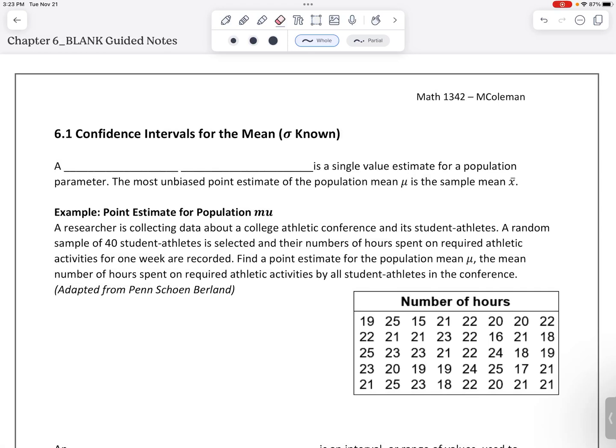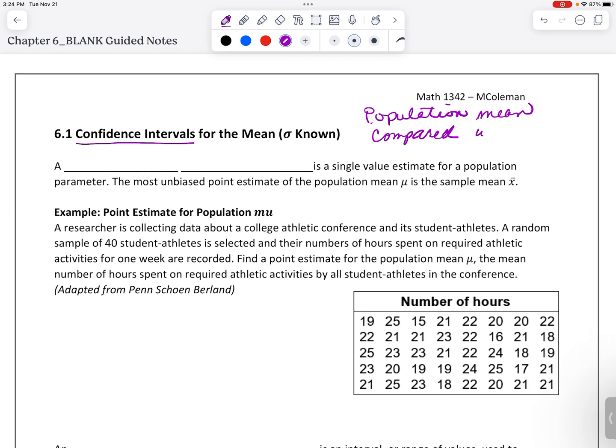So today we're going to talk about Chapter 6. Chapter 6 is all about building a confidence interval, which tells us that what we're trying to do is see if we can get the population mean as it's compared with the sample mean. And what I mean by that is we want to know how confident are we that I can look at a small sample and apply it to the population.